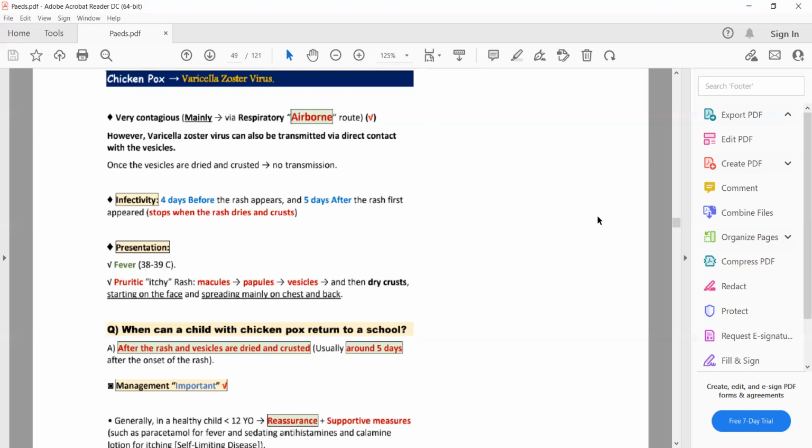The patient will present with fever and a pruritic itchy rash: macules, papules, or vesicles. So a pruritic itchy vesicular rash. This rash is different from all other rashes because in chickenpox there is formation of fluid filled vesicles. Initially macules, then papules, and then fluid filled vesicles, which then rupture and become dry and crusted. They also start on the face and spread mainly to the chest and back.